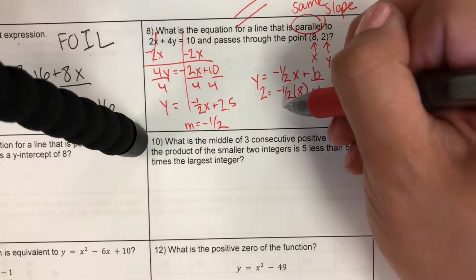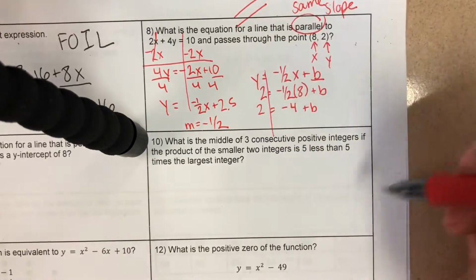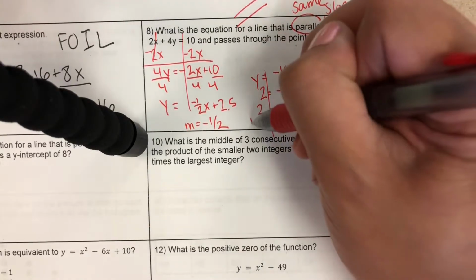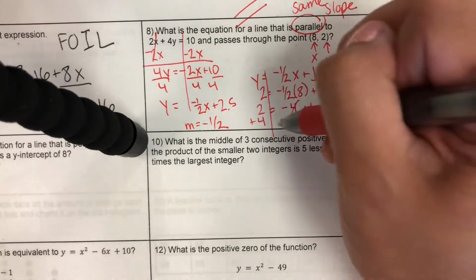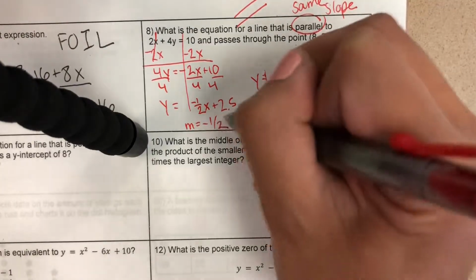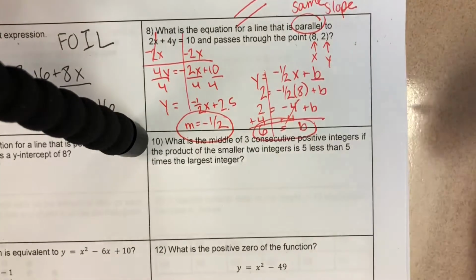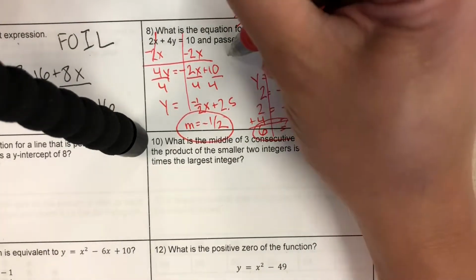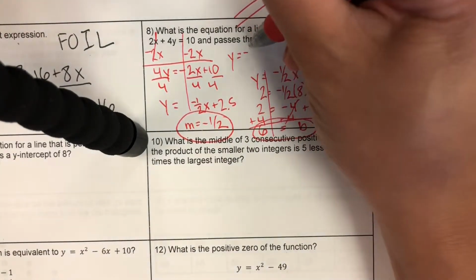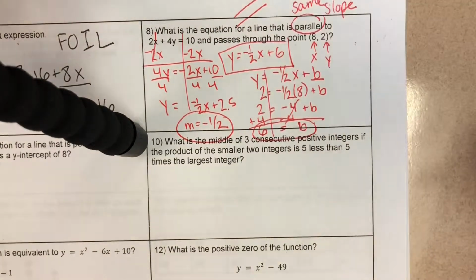Negative 1/2 times 8 is negative 4 plus b, and I drop down the 2. To solve for b, I add 4 on both sides, and these cancel, leaving b equals 6. So I have my same slope, negative 1/2. I have my new b value, which is 6. So the parallel line would be y equals negative 1/2 x plus 6.